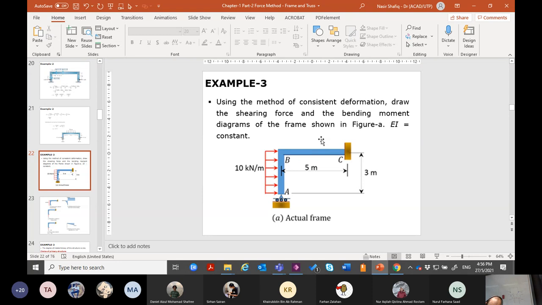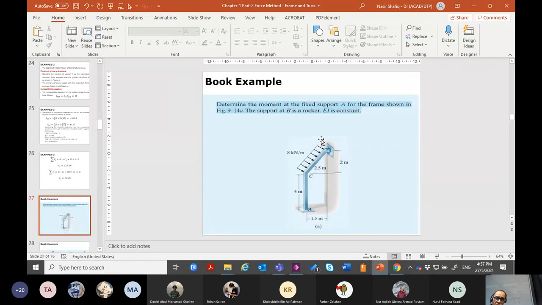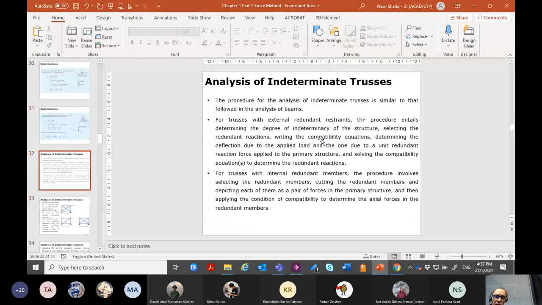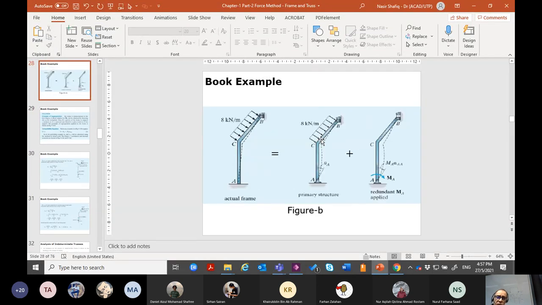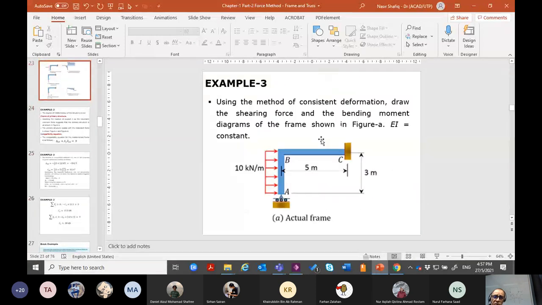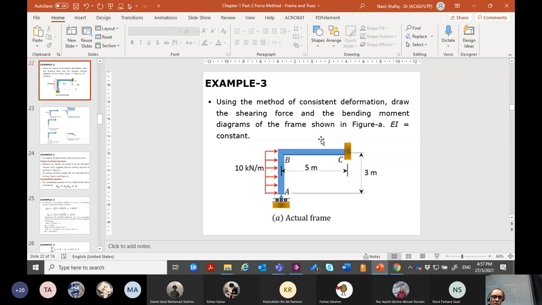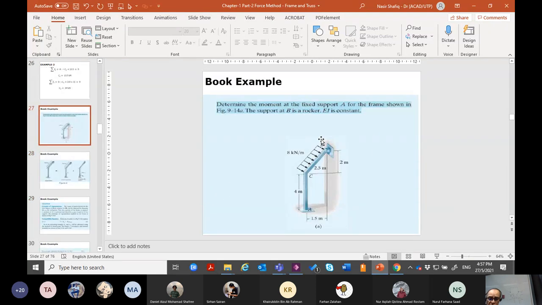Then there are some other examples given. Today I can discuss one more example, or two more, or I can complete this example. I think then I can start the truss tomorrow, and tomorrow we can wrap up the truss in 2 hours. Example three is more or less similar to example one. If you go through it and any problem comes, you can discuss with me, or afterwards I will discuss briefly. This is the book example.